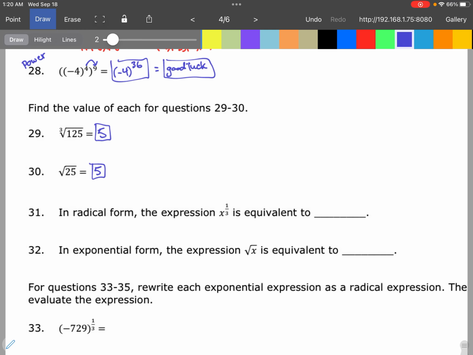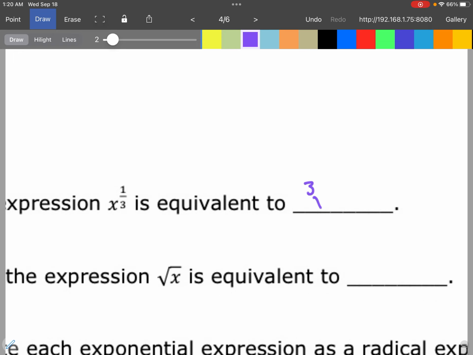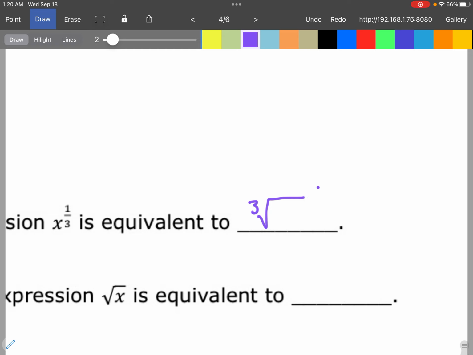Anyways, for 31, in radical form, the expression x to the 1/3 power would be equivalent to, y'all see the 1/3 right there? That 3 is going to come out front, like a root. And the 1 is the only real exponent. He's going to stay outside, okay? Oops, my bad. I like to keep the root and the radicand inside parentheses and push the exponent out. That's just my style, you know what I mean?